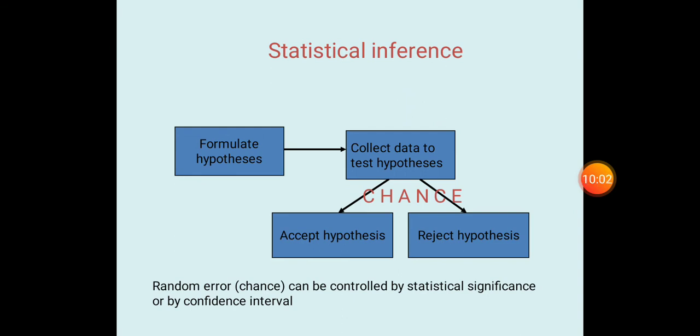Understood? So error means mistake. That means, what is that mistake that has happened when you took this decision to accept or reject the hypothesis? That error is what we call the two types of errors: type 1 error and type 2 error. Type 1 error is the probability of rejecting the hypothesis when the hypothesis is true, and type 2 error means the probability of accepting the hypothesis when the hypothesis is false.